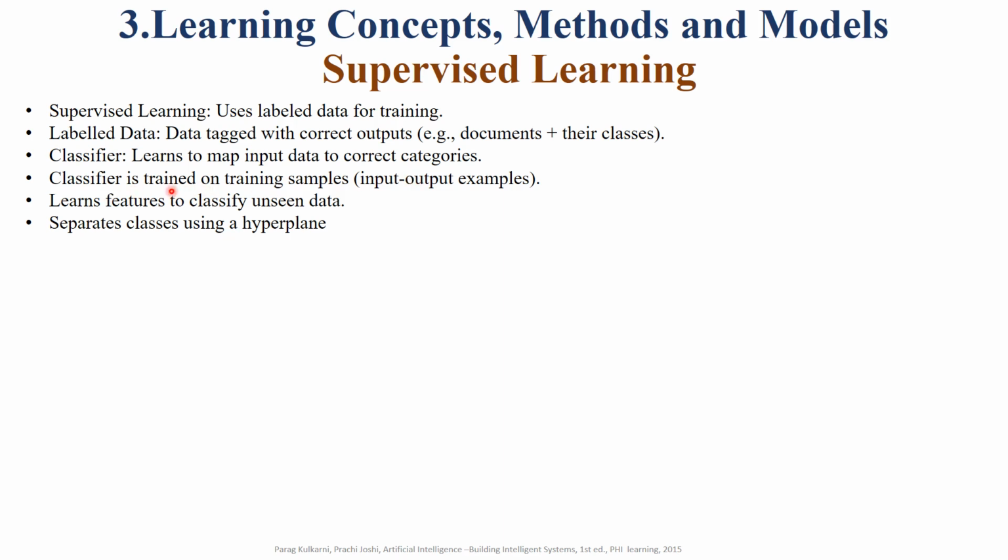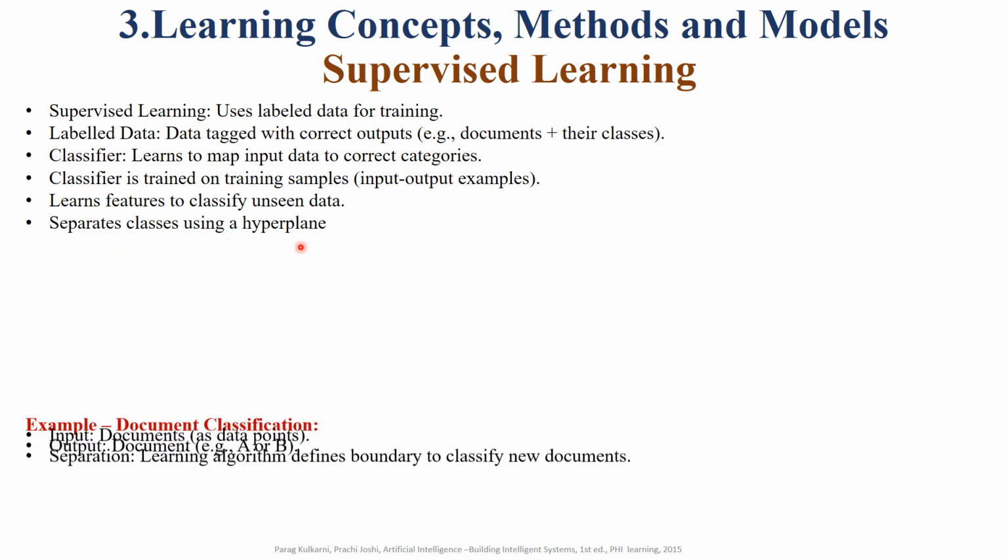The classifier will be trained on some training samples. When I say training samples, it includes input and output examples based on which we will be training the classifier. What that classifier does is learn the features to classify our unseen data. When we feed some new data, it will be capable of classifying it based on the training. It does the classification using a hyperplane. It's going to separate the classes using a hyperplane.